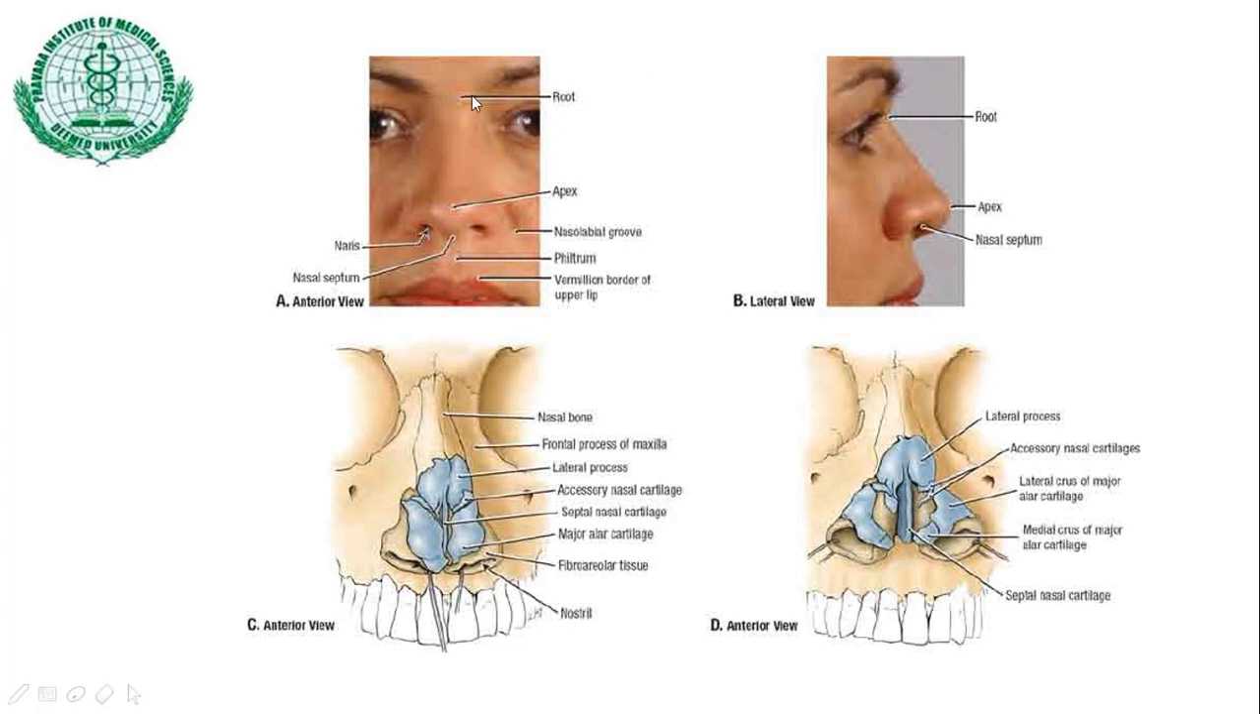Now, the nose is the uppermost part of the respiratory tract and it contains the peripheral organ of smell also. It consists of the external nose and the nasal cavity. This is the external nose and inside it there lies a cavity. In Greek, the word rhinos is for the nose, and the study of the nose and its diseases is known as rhinology.